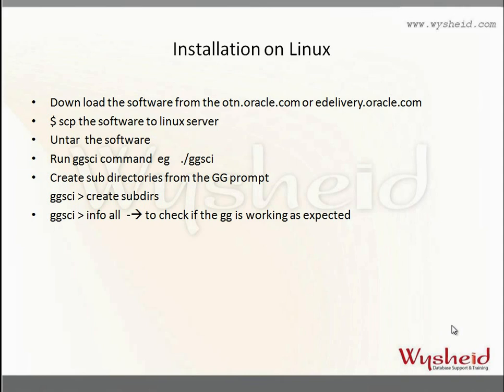And to confirm whether the Golden Gate installation is successful, we can just issue the command info all from the Golden Gate command line prompt. If you are getting the message that the Golden Gate processes, like the manager, the extract and the replicate process, are stopped, that is absolutely fine, because we have not configured anything. So if info all is working and giving an output, then it means that our Golden Gate installation is successful.